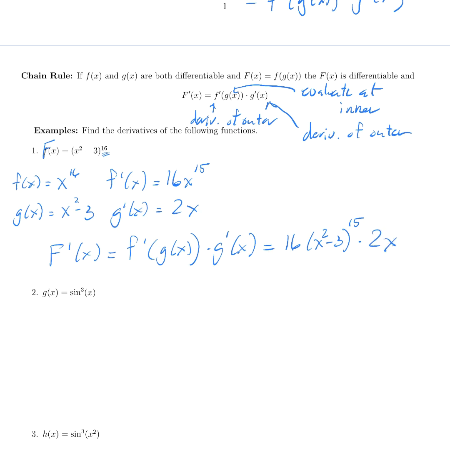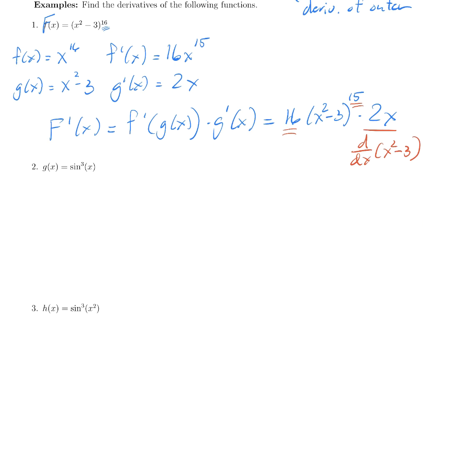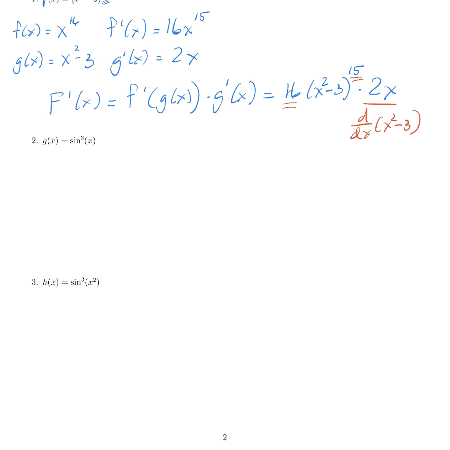If we go back to the beginning here, we see that the 16 came down, we went to 1 less power. We left the inside function alone, which was x squared minus 3, and then we multiplied by the derivative of that inside function, which is 2x. If you want to write out the composition every time and follow the pattern of the chain rule, you can, but for the sake of efficiency, we want to be able to recognize these things a little bit quicker. So let's see if we can do that in the next two examples.